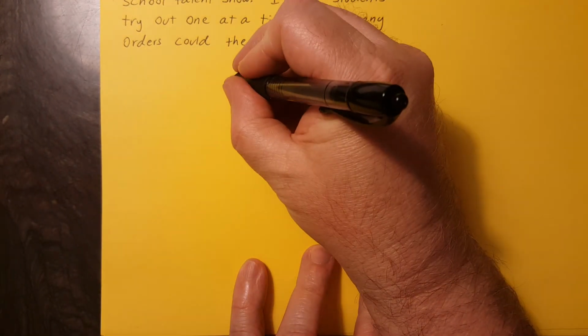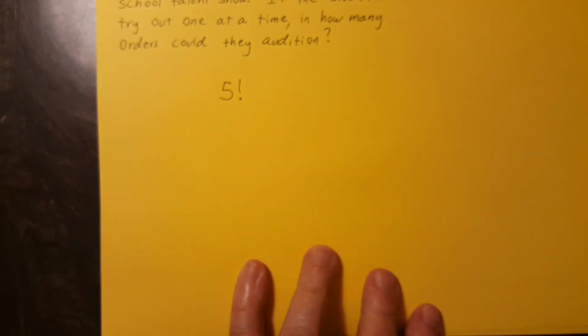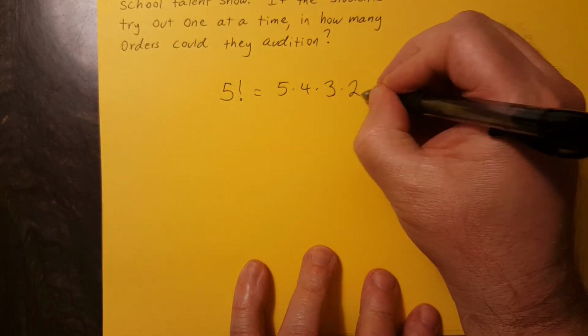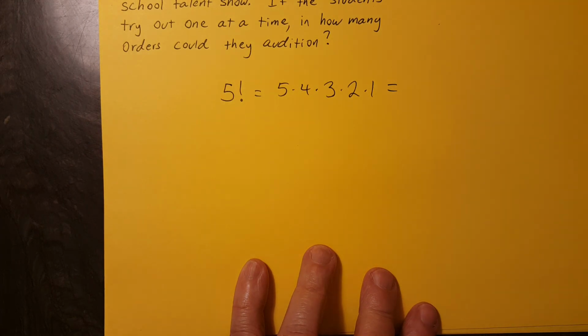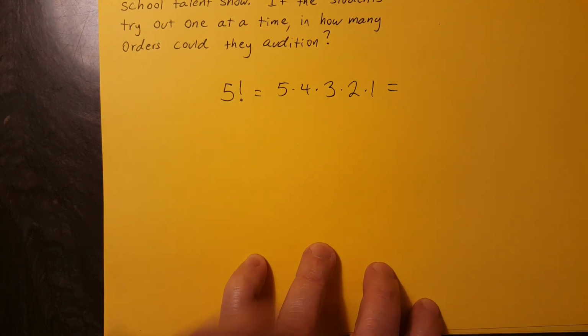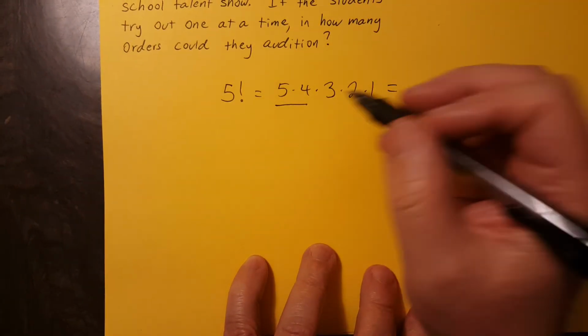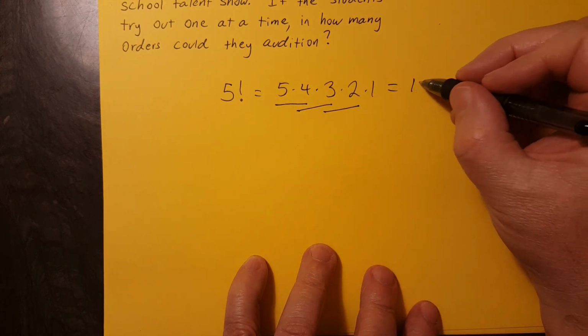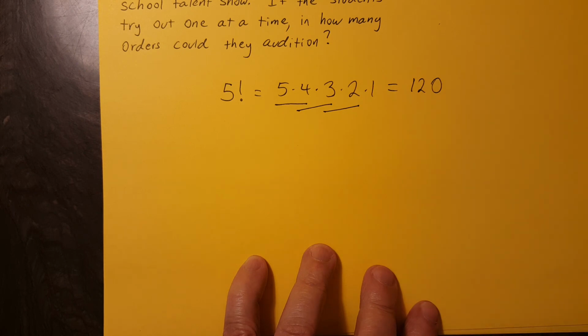That's because the answer is going to be 5 factorial, which of course is 5 times 4 times 3 times 2 times 1. You're welcome to give your calculator a workout, or 5 times 4 is 20. 20 times 3 is 60. 60 times 2 is 120.